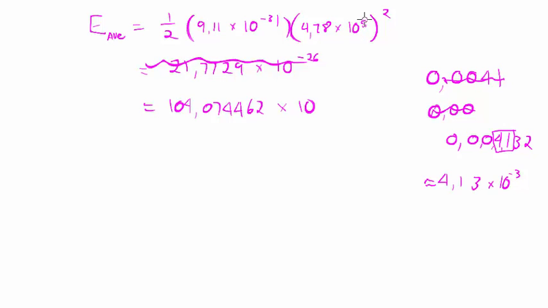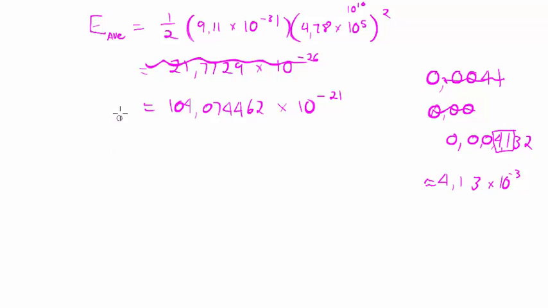Okay, so when this is squared, that's 10 to the power of 5 times 2, not 5 times 5. So that's 10. So this is 10 to the power of -21, because this becomes 10 to the power of 10. Okay, that's the average energy that the electron has.